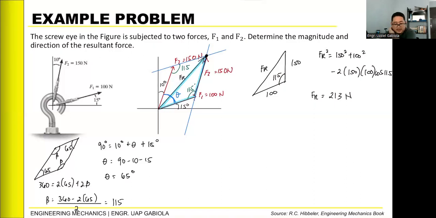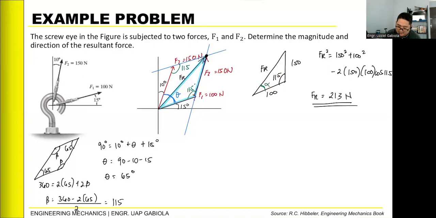So, ni-round off ko na kasi 3 significant figures, no? So, ito daw yung magiging value ng FR, ng resultant natin. Next, kailangan natin is yung direction niya. So, ibig sabihin, yung angle niya mula dito sa reference axis natin, papunta dito. Okay? Eh, alam natin, meron tayong 15, no? Meron tayong 15. Wala pa tayo nito. Ibig sabihin, itong portion na to, wala pa tayo. Okay? So, paano makukuha itong portion na to?